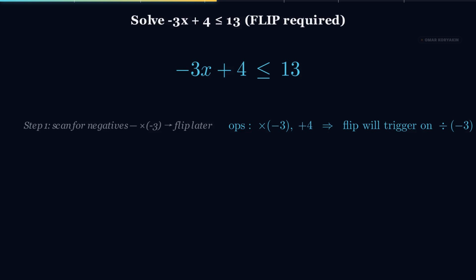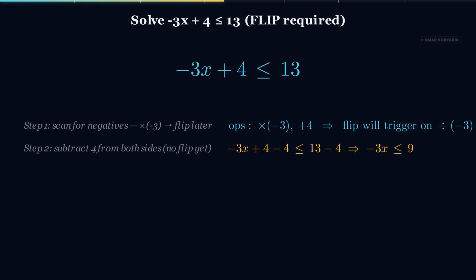Step 1. Identify the two operations applied to x. The variable x is being multiplied by -3 and then 4 is being added. The inverses are subtraction and division. In reverse PEMDAS order, subtract 4 first, then divide by -3.